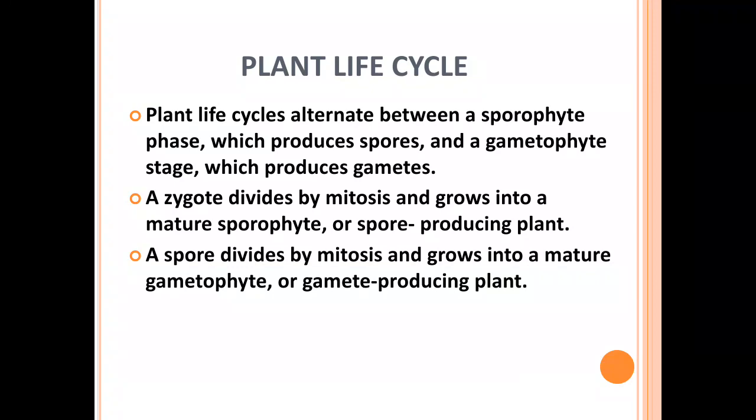Plant life cycle. Plant life cycles alternate between a sporophyte phase which produces spores and a gametophyte stage which produces gametes. A zygote divides by mitosis and grows into a mature sporophyte, or spore-producing plant. A spore divides by mitosis and grows into a mature gametophyte, or gamete-producing plant.